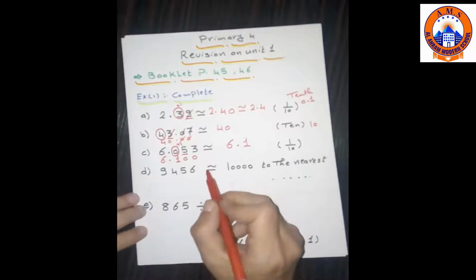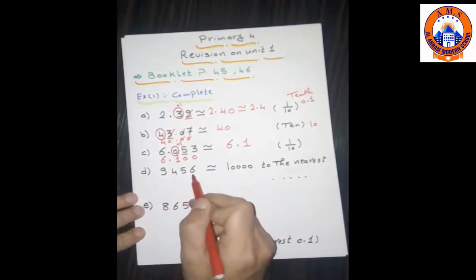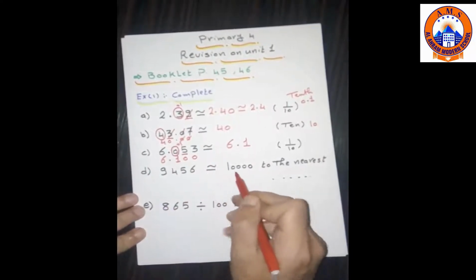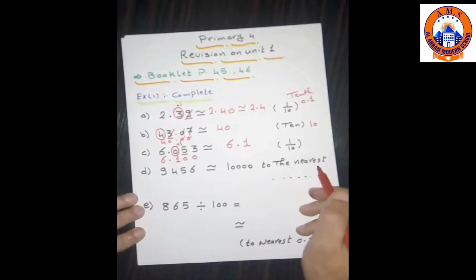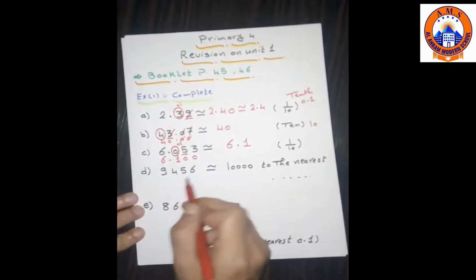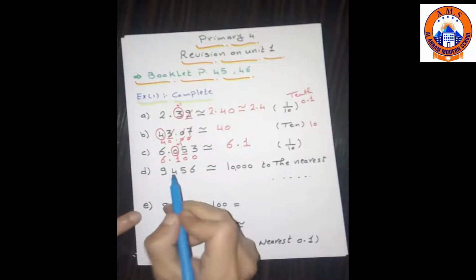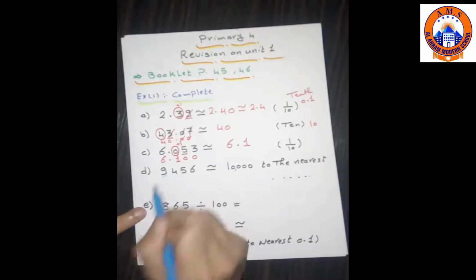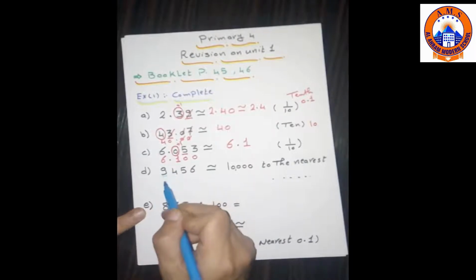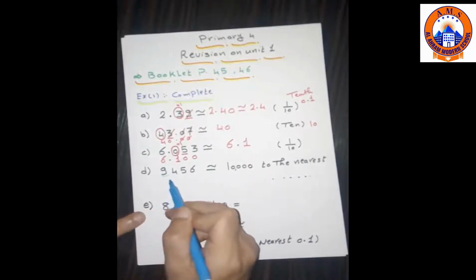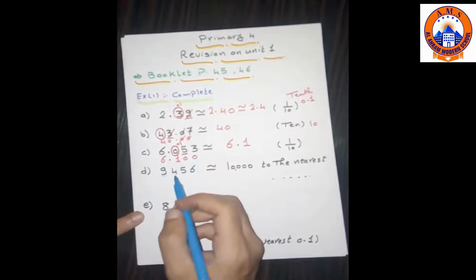Question number D, we have the number 9,456 and it is approximated to be 10,000 to the nearest. So what should we approximate this number to the nearest of, to be 10,000? If I approximate it to the nearest thousand, which is the digit 9, the 4 will not increase the 9 to be 10, because the 4 is a poor number.